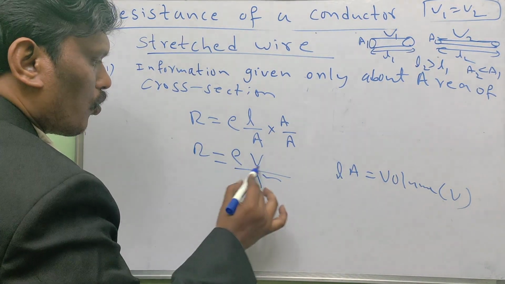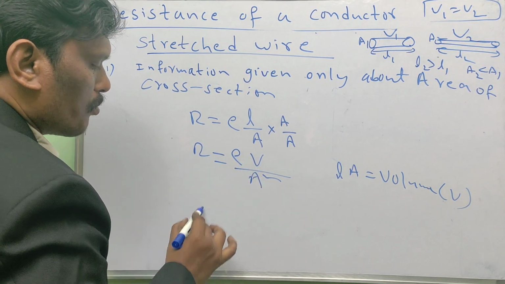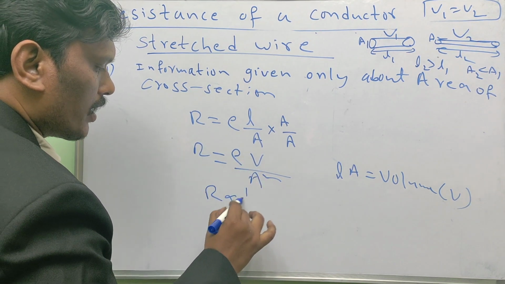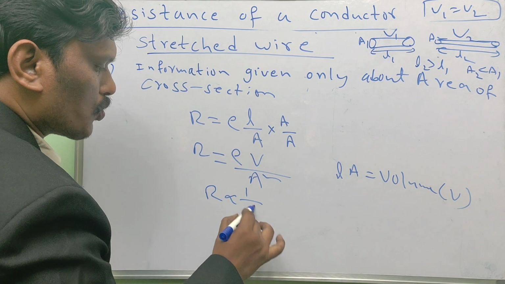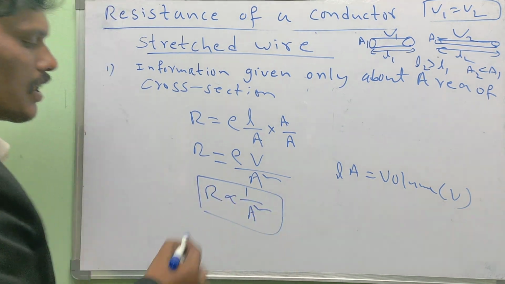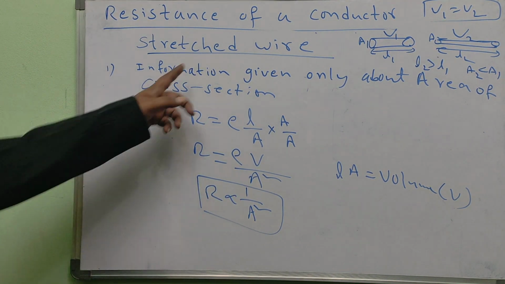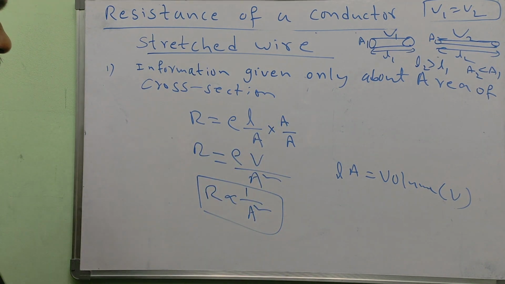Resistivity rho is constant, volume is constant. Then R and A are inversely proportional. That's why resistance is inversely proportional to the square of the area of cross section. This is the required relation for the stretched wire if information is given only about the area of cross section.